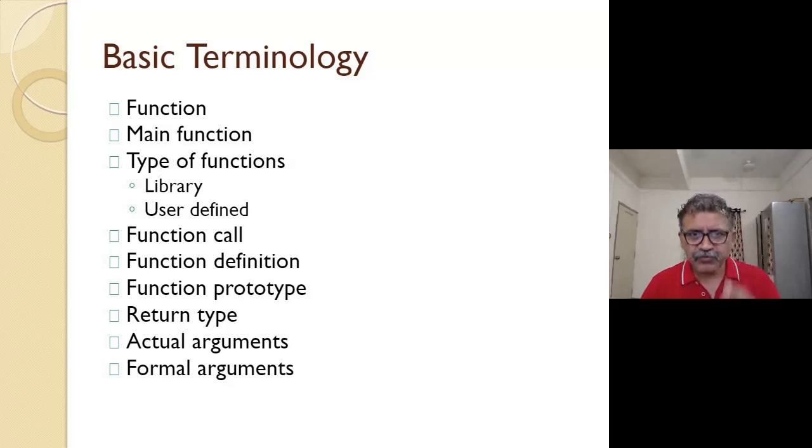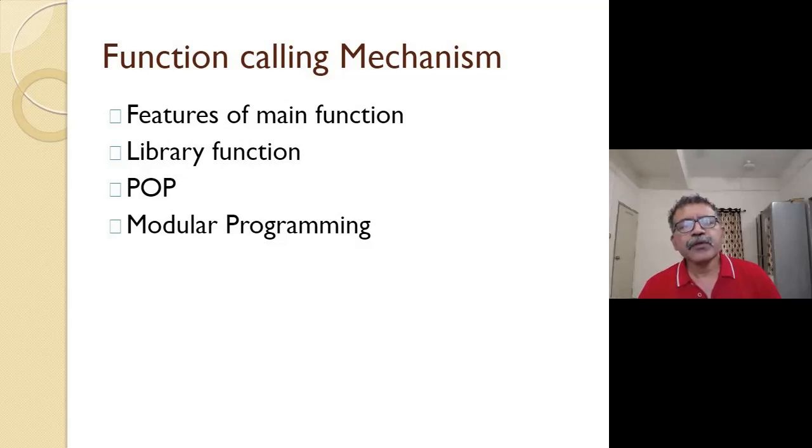So we will be learning all these terms. First of all, what are the features of the main function? I have actually said about that, right? There can be only one main function. There cannot be more than one main function in any C program. There can be many functions in any C language, right?